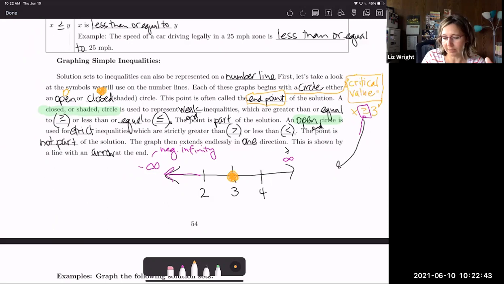And then you look and you say, okay, all of my answers, all of my x's either have to be greater than 3 or equal to 3. So which way am I shading? I'm shading to the right to represent my solution set on my number line. I'm shading to the right because my x's are anything greater than 3 or equal to 3. So the equal to 3 is the shaded in 3, and then shading to the right is anything greater than 3 towards positive infinity.